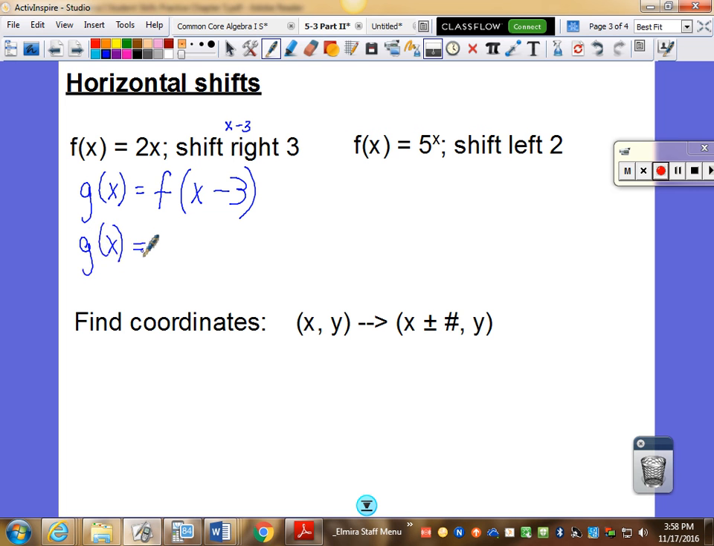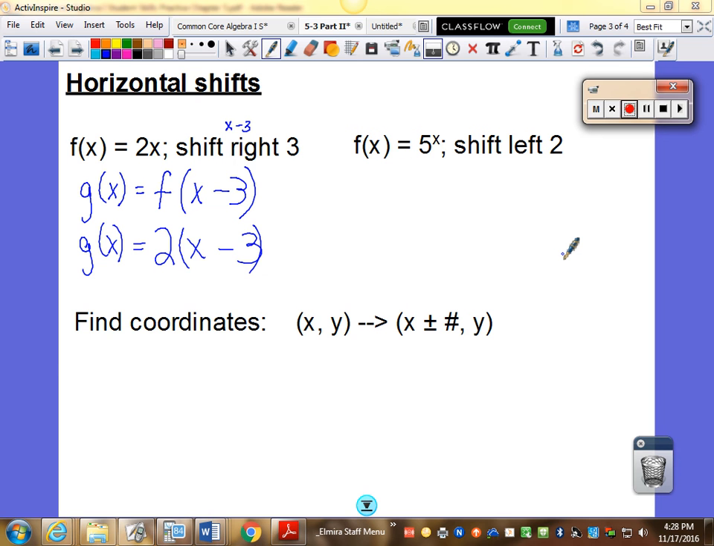If we're going to write that in terms of the 2x, okay, now if I just write x minus 3, that's subtracting 3 from the whole function. If I want to show subtracting 3 from only the x, I put it in parentheses, and it ends up looking like a distributive property.